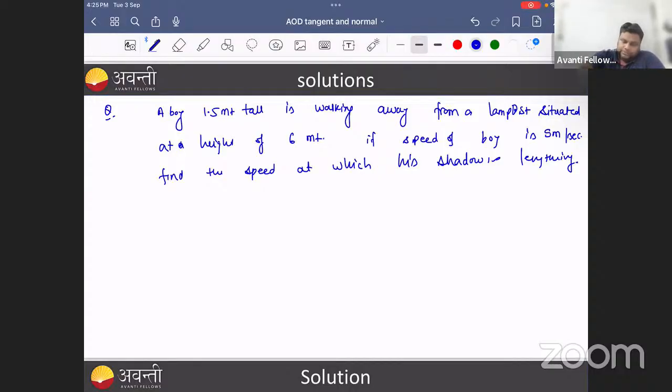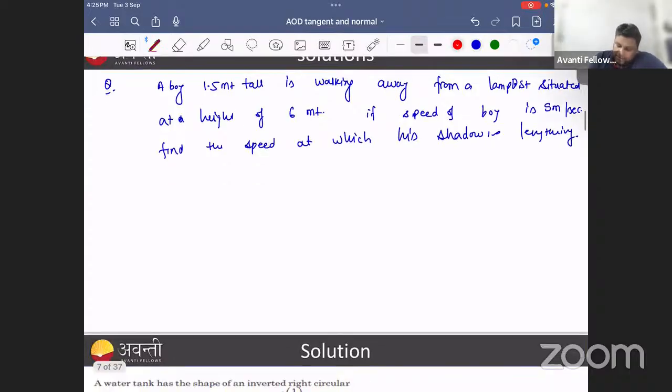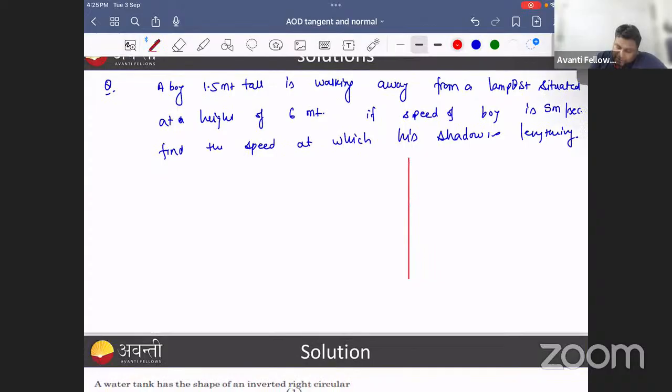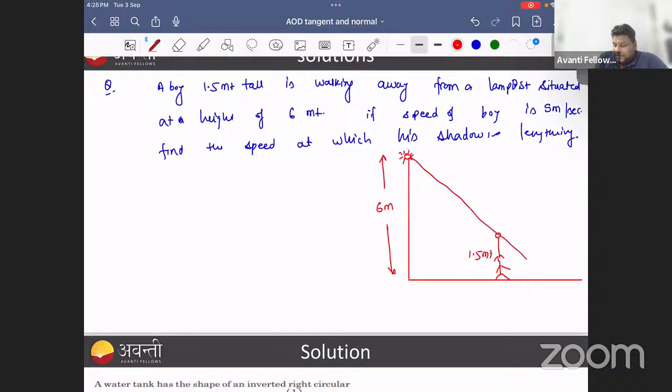Now see, there is a lamp post. Its height is 6 meters. Now there is a boy like this. Height of the boy is 1.5 meter. So if the lamp post is here, light will go over his head and will be like this. So that means this is going to be the length of the shadow. I assume it is y and this is x.